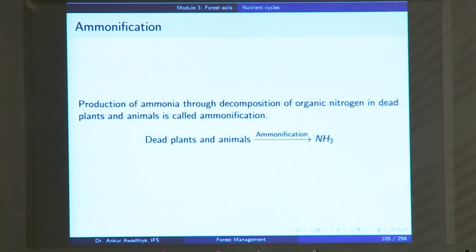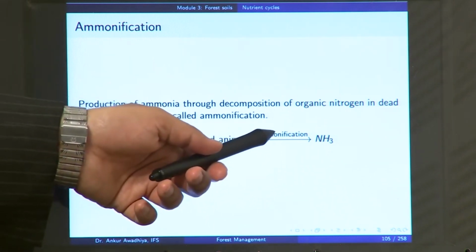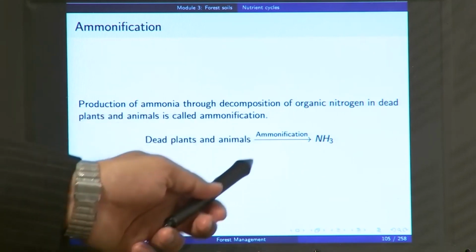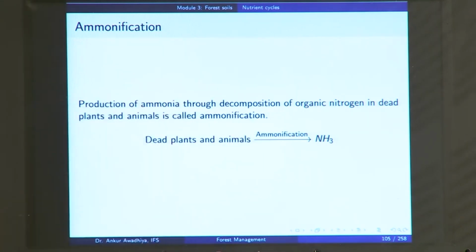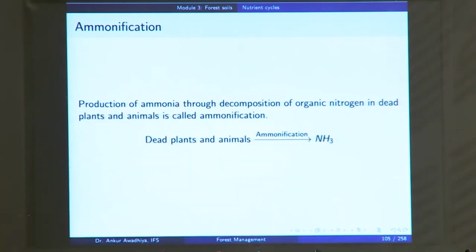So, what happens in this case is that you have dead plants and animals, and through the process of ammonification, the proteins that are there in the bodies of these dead plants and animals, and also certain nucleic acids, all of these are then converted in the process of ammonification into ammonia.